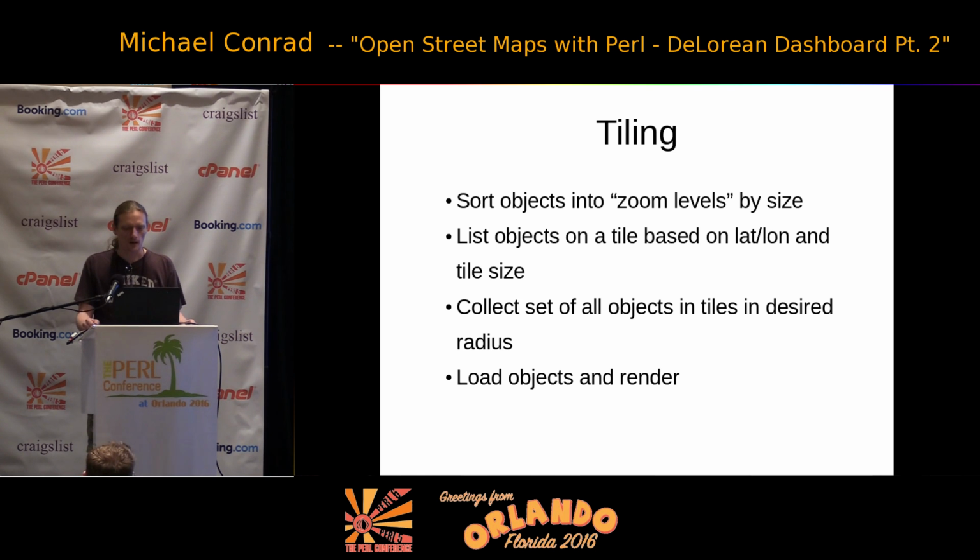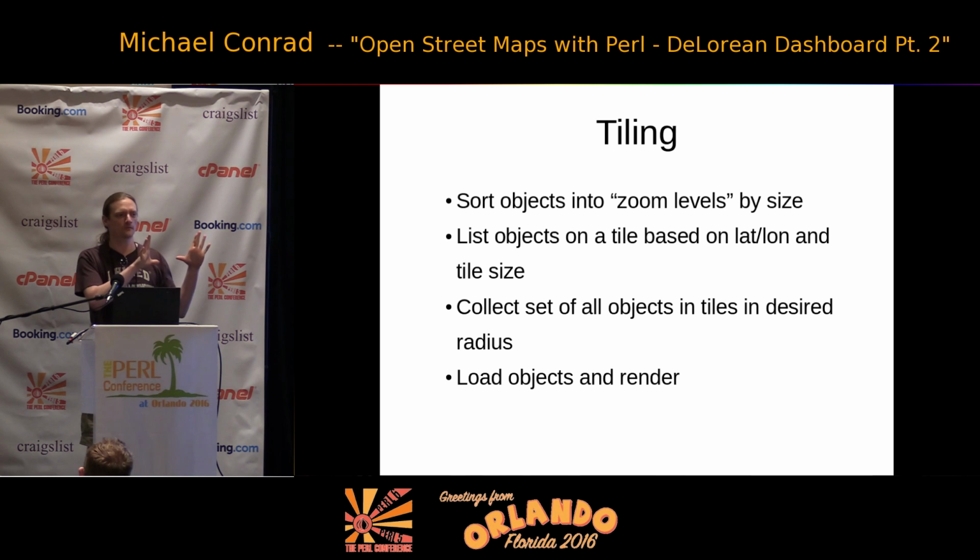Anyway, so for the tiling, I decided that I was going to sort my objects based on their size. Part of the problem is, what happens if you have a feature that stretches across the entire state? Well, it's going to hit thousands of tiles along the way. So rather than trying to either break up the object and store it in all those tiles, or store the entire object in each of those tiles, I decided I would have zoom levels.